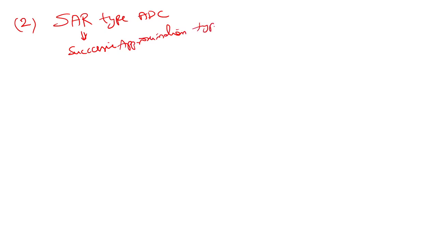So there is some other ADC. The second type that I will discuss is SAR type ADC. What is this? Successive approximation type. Correct? How it works is very simple. Okay. Same story, plus minus.